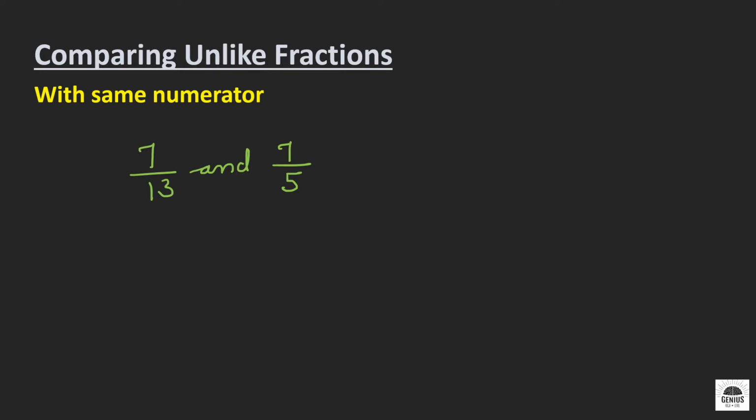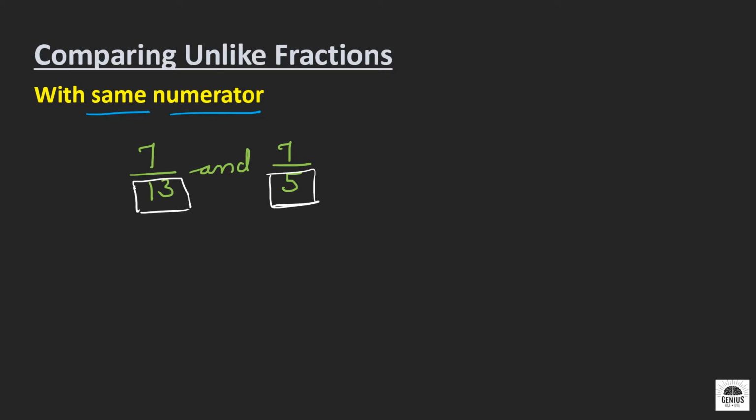Comparing unlike fractions. Unlike fractions are the fractions which have different denominators. First we will compare the unlike fractions with the same numerator. Here we have two fractions with the same numerator but different denominators. To compare this type of fractions, we just compare the denominators of these numbers.